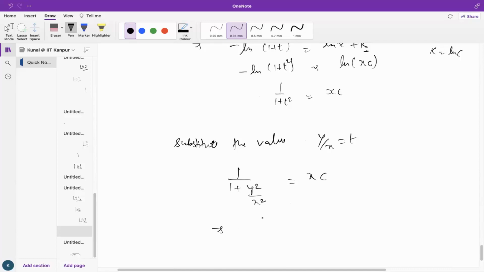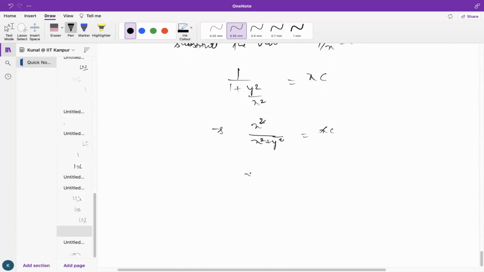So when we solve that, what we will get here? Let me try to see. So here we will get x square by x square plus y square is equal to xc. So this will get cancelled. So what we will get? We'll get x by some constant is equal to x square plus y square.